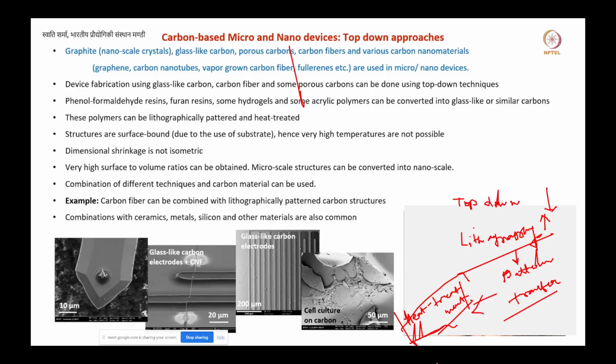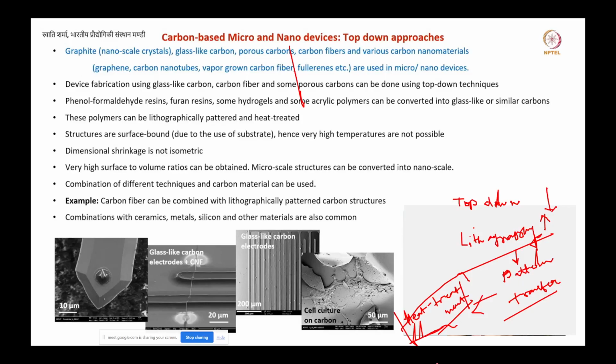After that, structures are surface bound, hence very high temperatures are not possible. Okay, due to use of substrate, because it is surface bound, we cannot expose this to very high temperature. Dimensional shrinkage is not isometric also here, and a very high surface to volume ratio can be obtained. Okay, so that means the surface to volume ratio will be very high, and micro scale structures can be converted into the nano scale, so that it will be useful for nano devices.